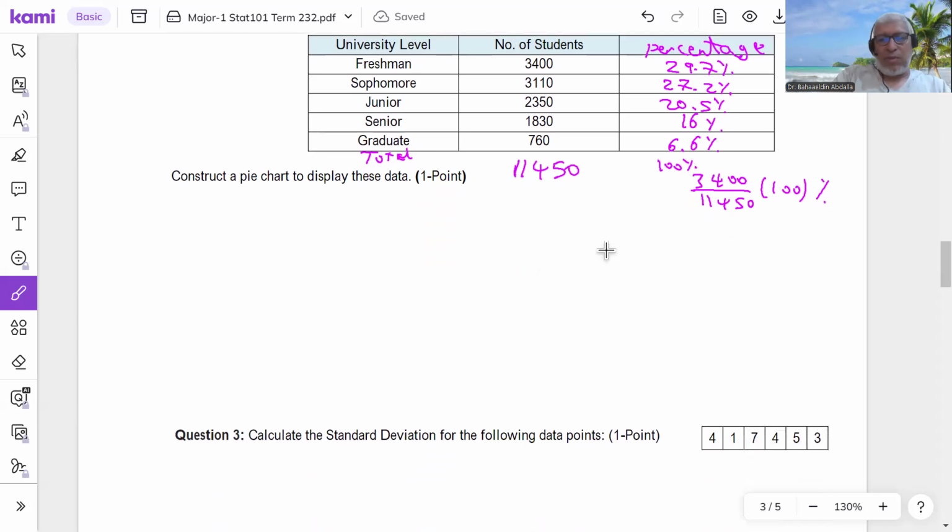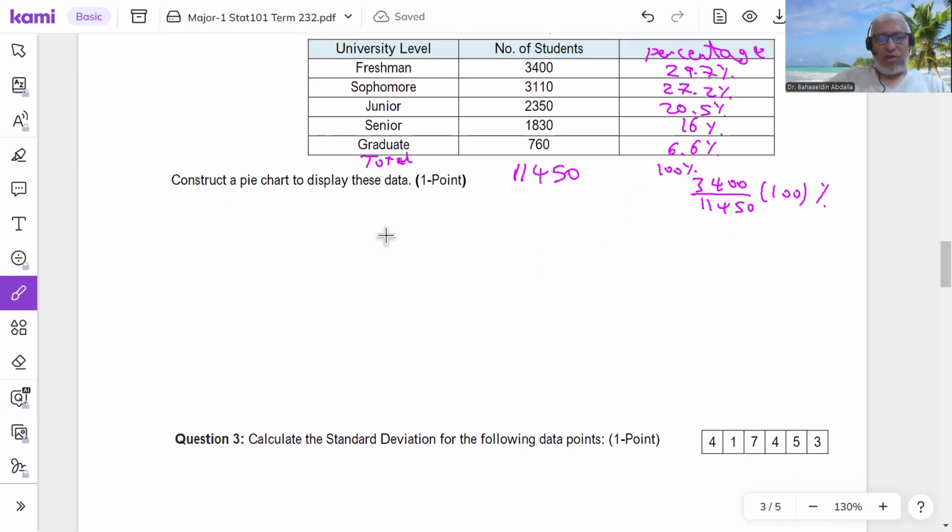So, pie chart, it's a circle, okay? And in a circle, we have 4 quarters. So half of the circle would be 50%, and the quarter would be 25. So 29.7, something like 30. If I start from here, it has to be something like this. Okay, more than 90 by just 5%.